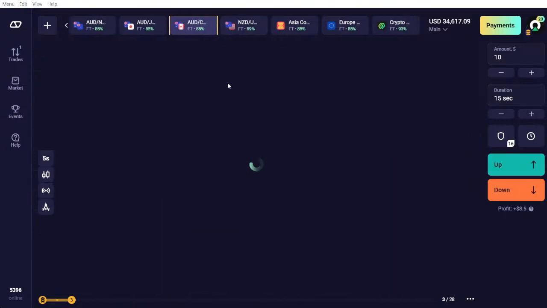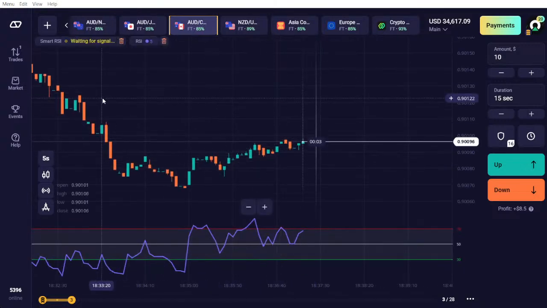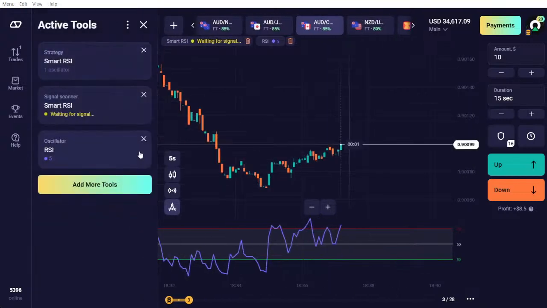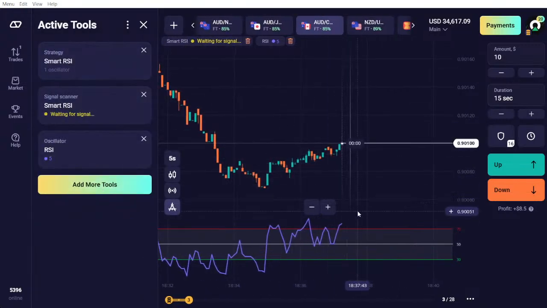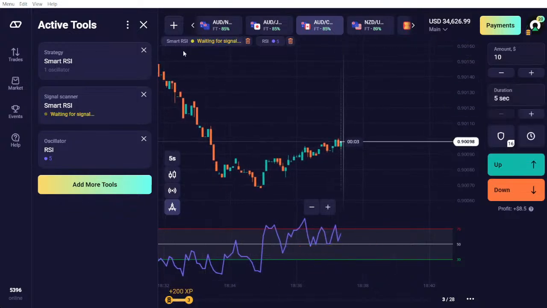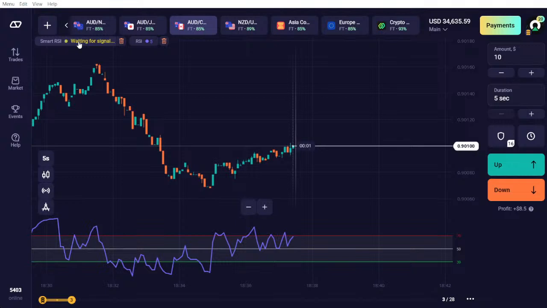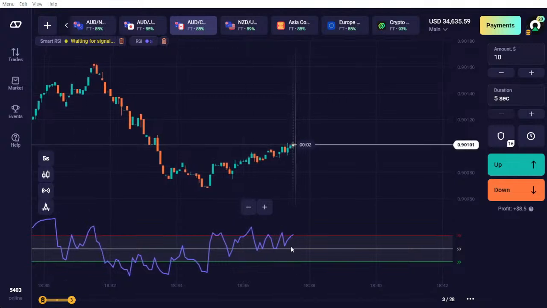Now let me talk about how this strategy works. When you use this strategy, you will get pop-ups from the system itself. Whenever you see a pop-up, it shows a 5-second down trade. You will get a confirmation here also and here also. So whichever you want to pick, if you want a bigger screen, just close this one. You can opt for the SMART RSI signal here, or you can follow this one.